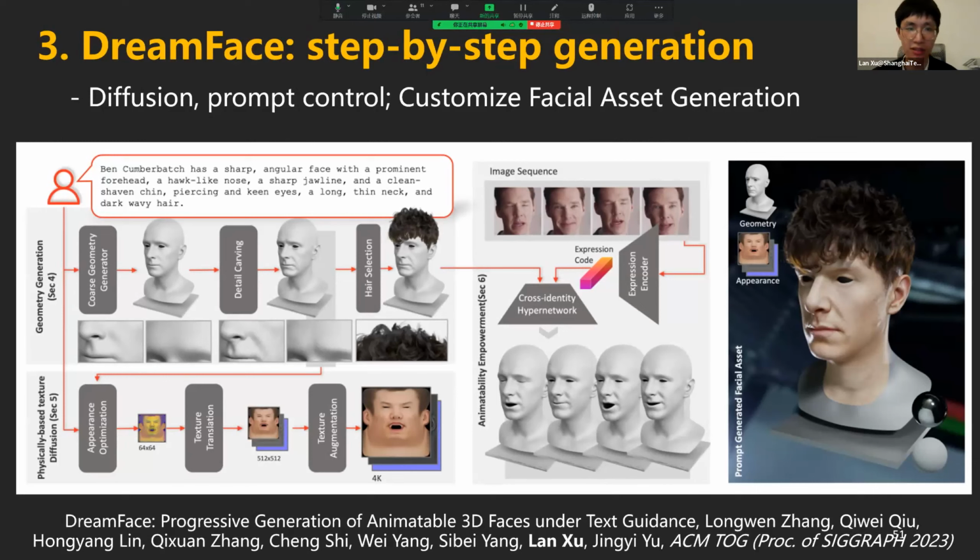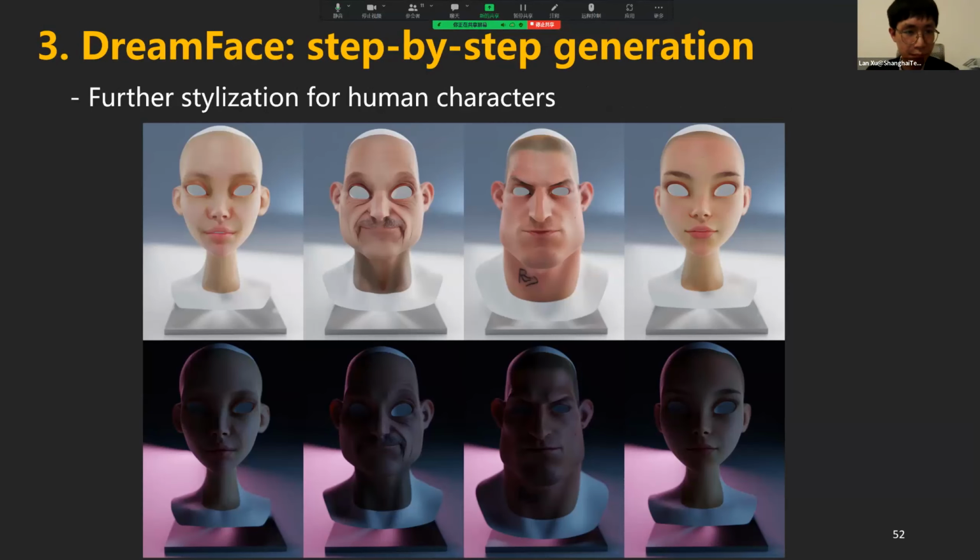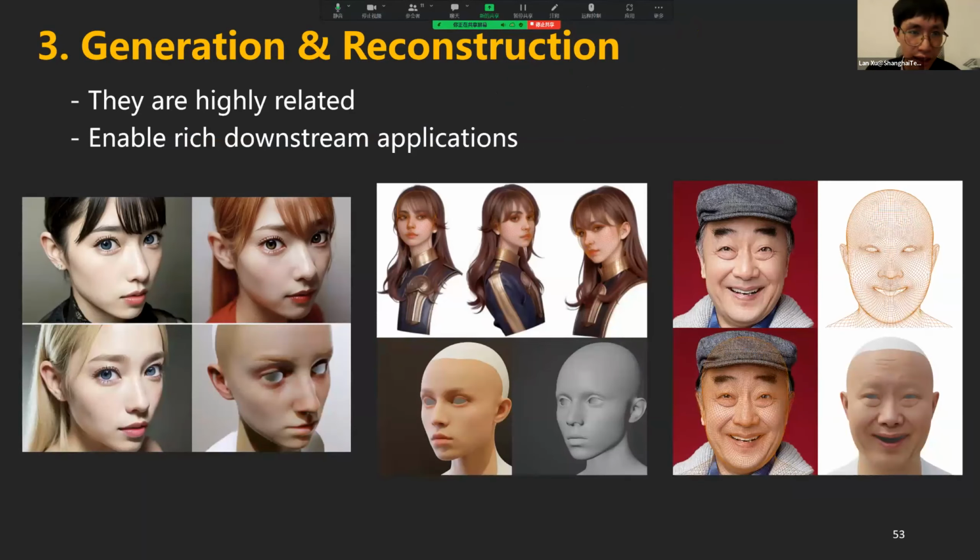We use the text prompts to control the geometries and to control the texture generations, and then once we have the generation, we could animate it because it's physically based, and then we could even perform further stylizations. And finally, once we have a really good scan and a really large dataset, we could provide generation ability on top of the dataset. And then once we have a generation ability, we could further provide strong reconstruction ability based on our generation, because generation and reconstruction are highly related.